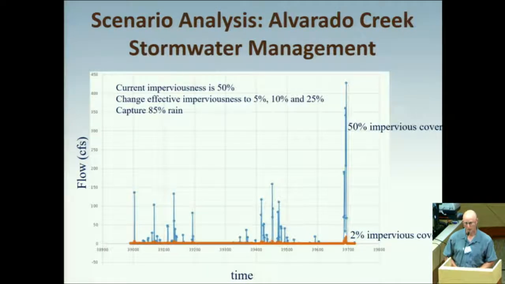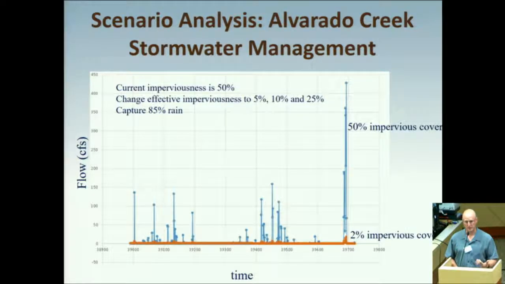And then finally, we can do some scenario analysis. This is an example of going into a specific application in a subwatershed. This is the Alvarado Creek subwatershed in San Diego County. We can look at the current runoff, which is that blue hydrograph, and there's about 50% impervious cover in this watershed. And we can simulate getting down to about 2%, which is kind of the base, a reference condition, about 2% impervious.